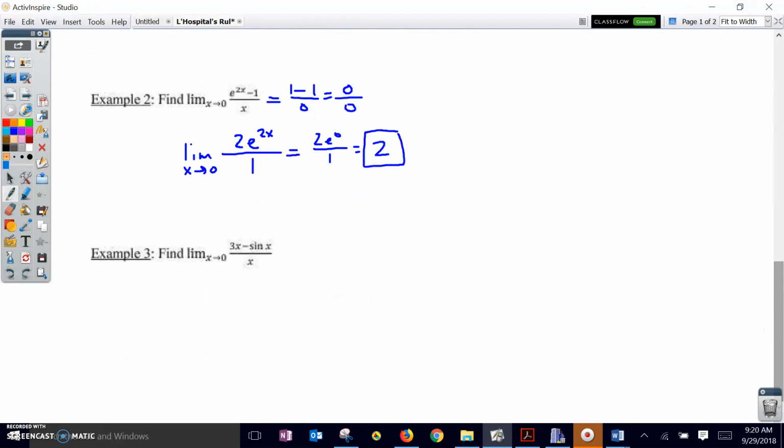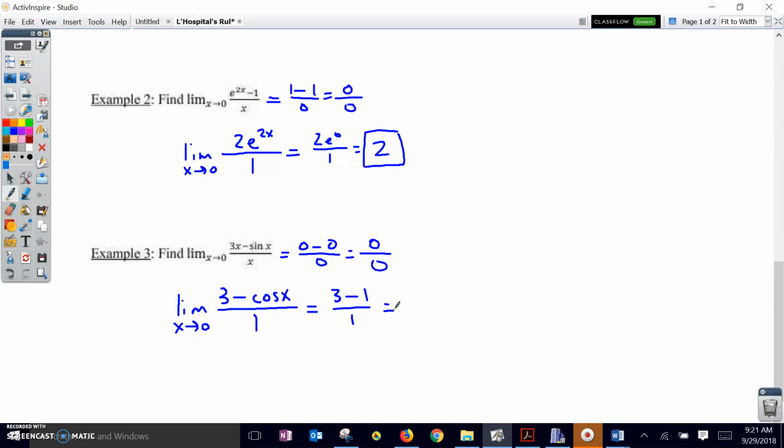Example 3. I again want to confirm that this is 0 over 0, and it is. So I can apply L'Hopital's rule, and this limit is going to be equal to the limit as x goes to 0 of, I take the derivative of the numerator over the derivative of the denominator, and then I substitute, and the value of this limit should be 2. Alright, pretty easy examples so far, applying L'Hopital's rule.